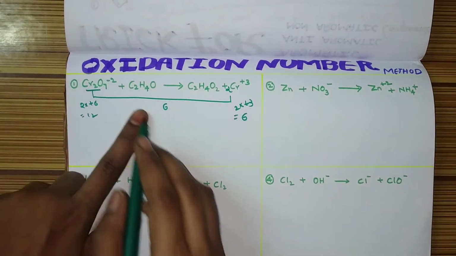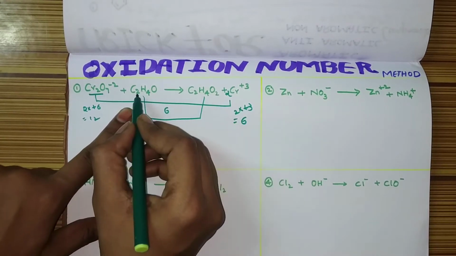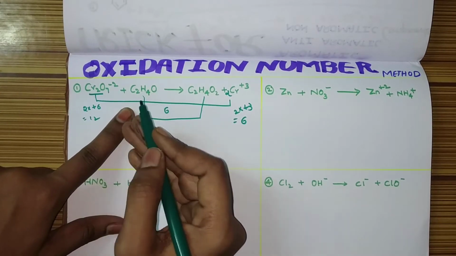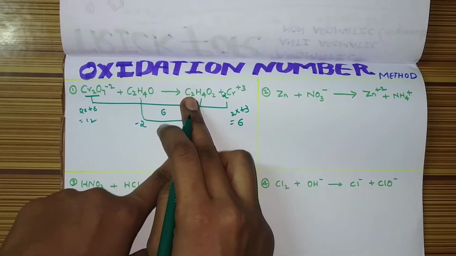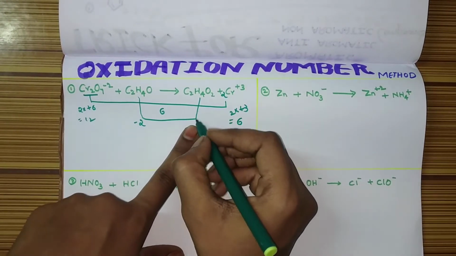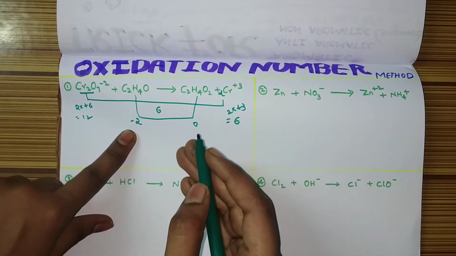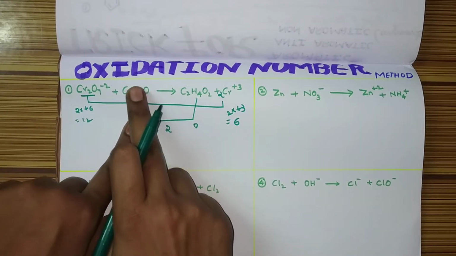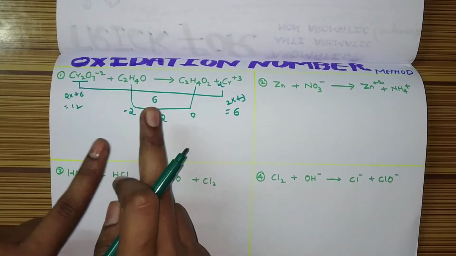And on this side, the carbon oxidation state is -1. Two carbons are there, 2 into -1, -2. And here 2 carbons, the oxidation state is 0, so 2 into 0, 0. Now what is the change? -2 minus 0, -2 only, so put 2. For this reaction the difference is 2 and for the other reaction the difference is 6.